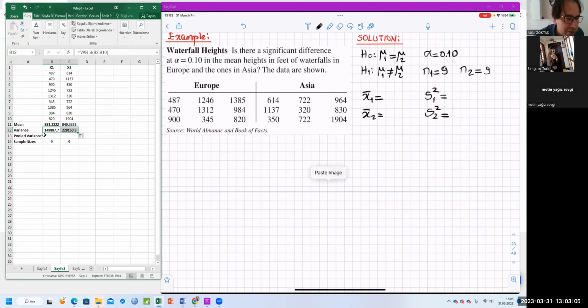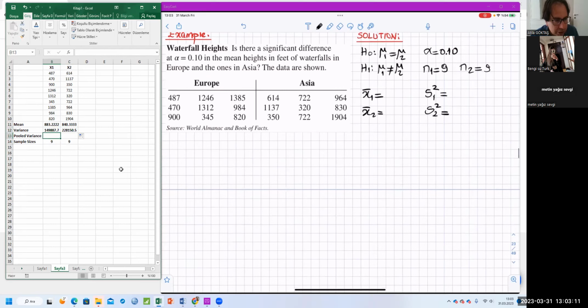The sample variance is this one. And for the pooled variance, I'll have to write a function for the calculation. I have 10 minutes to go. I'm trying to finish this exercise within 10 minutes.